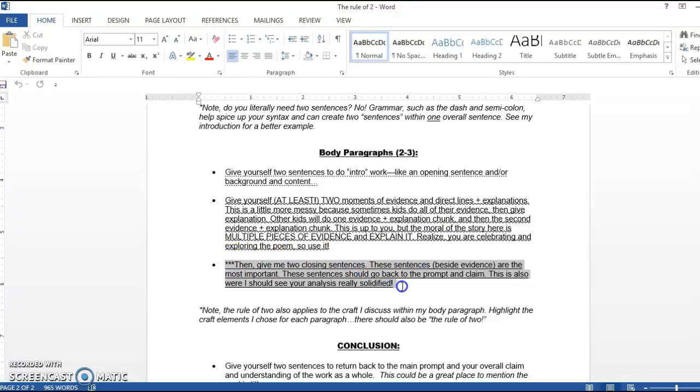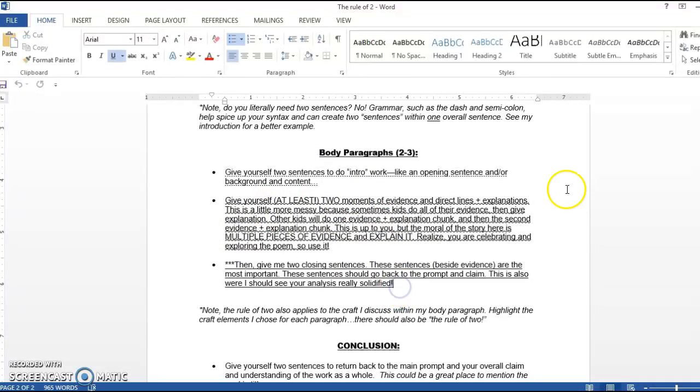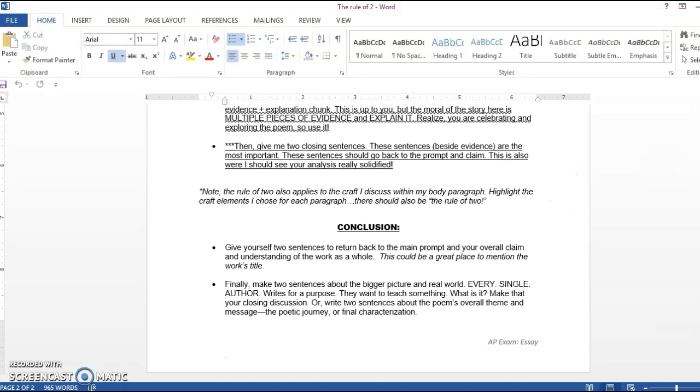And then this is the most important. Please give me 2 closing sentences. Please give me the opportunity to go back to the prompt and make sure that your analysis comes together with those 2 sentences. Now, I will say sometimes you'll write your paragraphs and you're in a rush, and obviously planning is really important with this, but you can always go back and add another sentence, especially towards the end of the essay when you finish up.